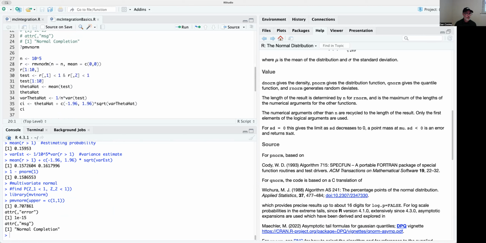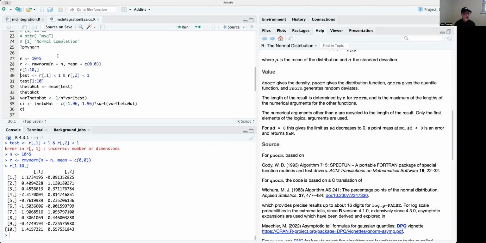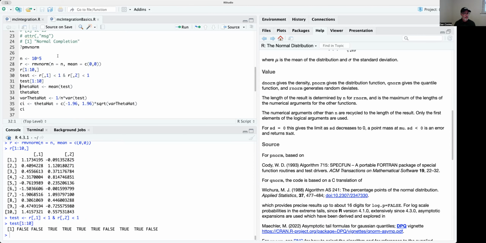I'm going to draw a whole bunch of random normals. I'm going to count the ones where both the first and the second are less than 1. Oops, I need to run these lines of code. So here is R, and you can see that the first 2 are false. This one is greater than 1. This one's greater than 1. Line 3, both of them are less than 1. Line 4, both of them are less than 1.